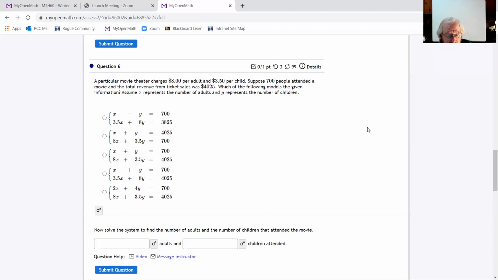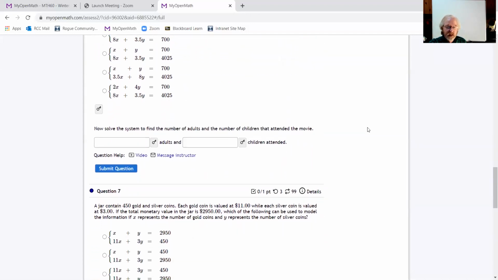Now, this might not be too tough as a substitution problem, right? You could solve that first equation for X or Y, but also elimination. I could multiply, say, the first equation by -8 or something like that. Elimination might work just fine for this kind also. So which way do you like to go? And be sure you're clear the X's are the adults and the Y's are the children for this particular problem.